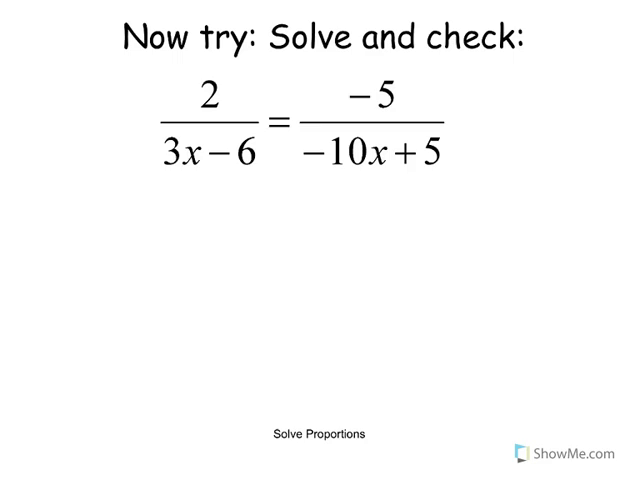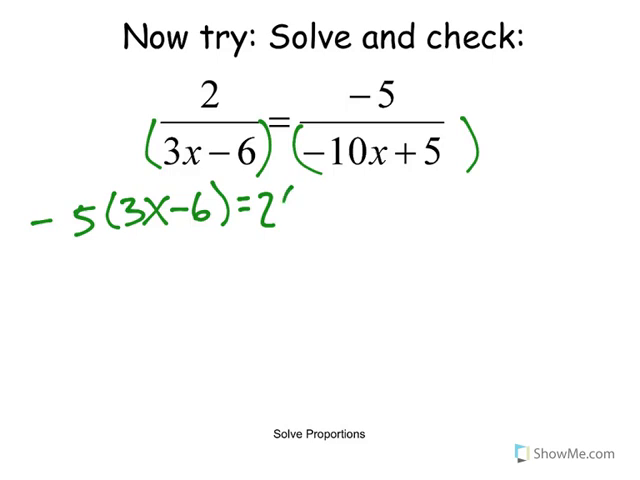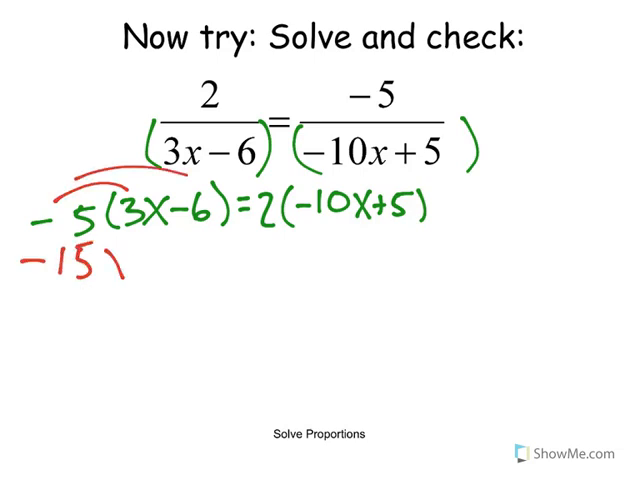Okay, so I know at this point everybody worked out this problem. And you all did negative 5 times 3x minus 6 is equal to 2 times negative 10x plus 5. And I'm sure we all distributed to give us negative 15x. And I know we didn't make a mistake distributing negative 5 to negative 6, and we all put plus 30 equals negative 20x plus 10.